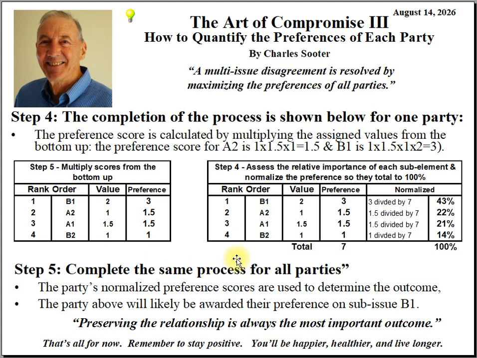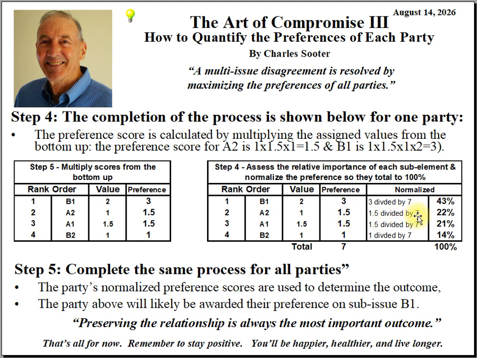Now, where do we go from here? Well, if we add up all the preference scores, you get a 7. And we want to make sure that each party receives the same amount of consideration. We want their allocations of weights of importance to add up to 100%. A way to do that is to divide each of these reference numbers by the total. So 3 divided by 7 is 43% of the total.